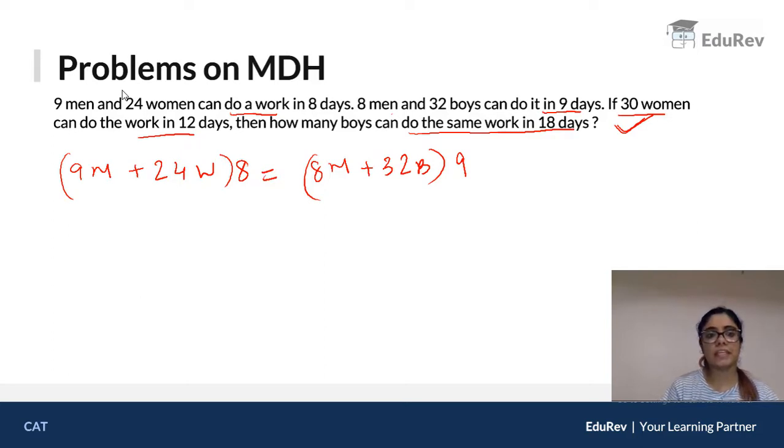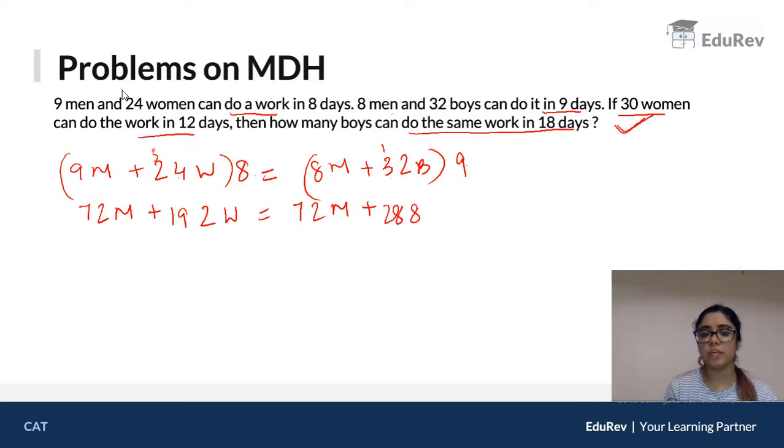So this will be 9 eights are 72 men plus 4 eights are 32, 8 twos are 16 plus 3 is 19, 192 women is equal to 8 nines are 72 men plus 9 twos are 18, 9 threes are 27 plus 1 is 28 boys. 72 will get cancelled. So basically 192 women is equal to 288 boys.